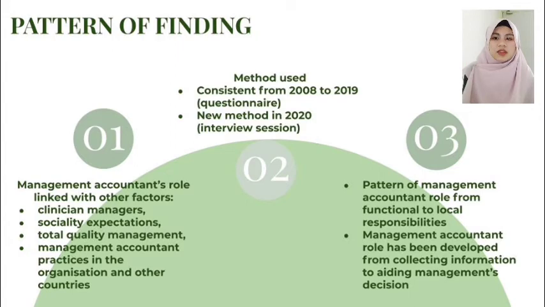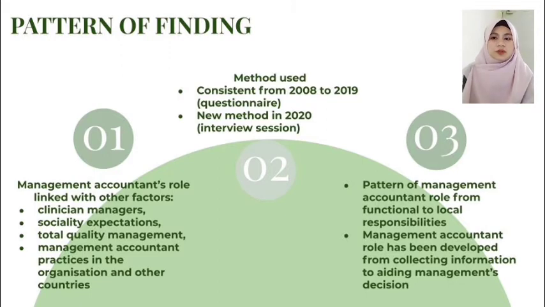The pattern of method used by the authors is consistent from the earlier studies in 2008 to 2019, in which the questionnaires were distributed to the particular parties involved in the research. Meanwhile, the latest article in 2020 by OP and Vagnoni is the only one that has conducted an interview session with particular parties to succeed the research.